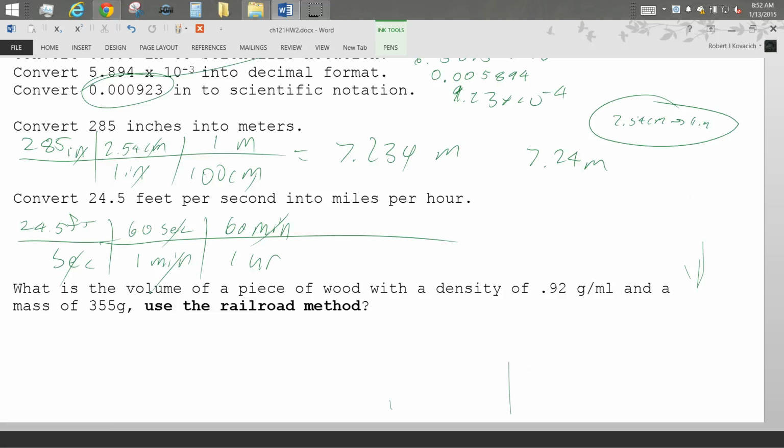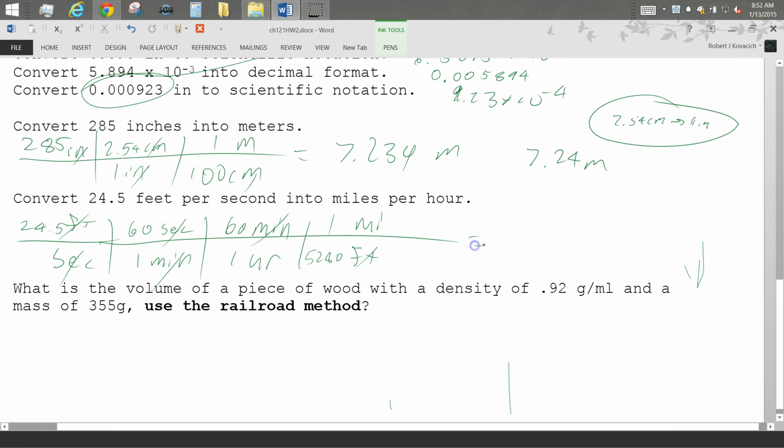Feet per hour? Okay, I don't want feet per hour. So I'm going to get rid of this feet by putting it down here, and I can convert right into miles. So for every 1 mile, it's 5,280 feet. Each one of those unit conversions is exact. Are we okay with that? Alrighty, so the feet unit here cancels out with that feet unit there, and then I get miles per hour.